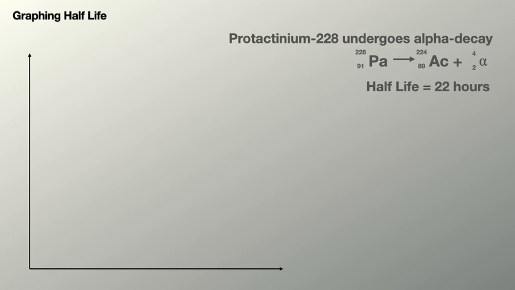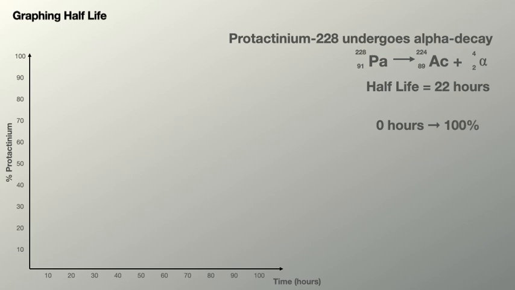Okay, so let's plot a graph. Let's assume we've got a sample of absolutely pure protactinium-228, and we're going to plot the percentage of protactinium over time. Right at the beginning, after no time, you've got 100% protactinium. Plot that point there. Now, after one half-life, after 22 hours, you'll have half the sample left. That's 50%. There we go. 22 hours, 50%, plot the point.